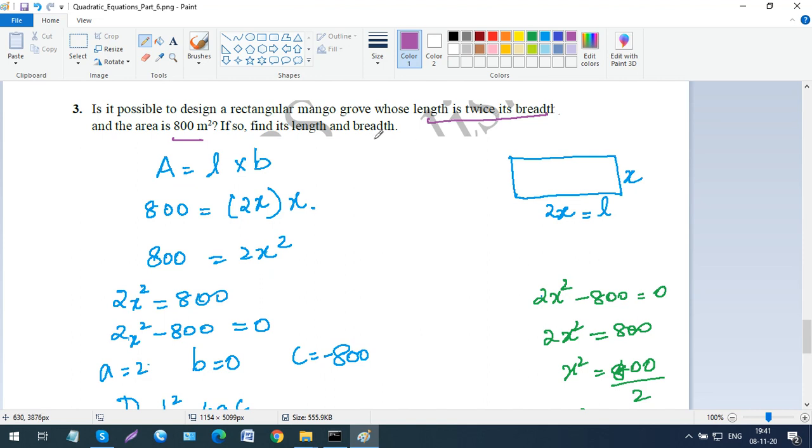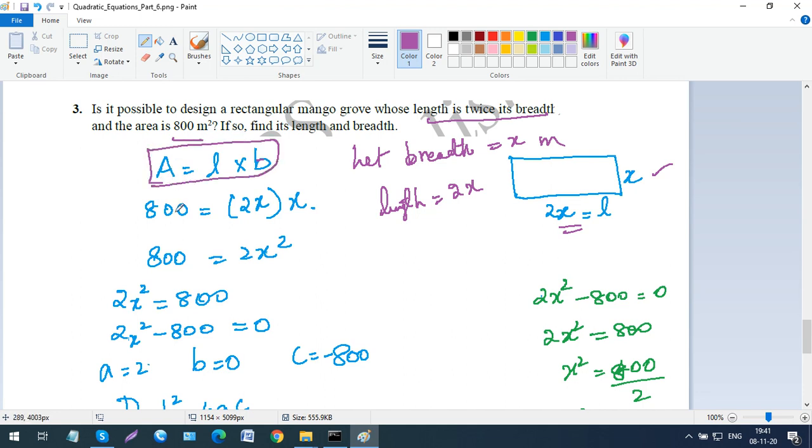So we will say let breadth is x. Breadth is equals to x meters. So see, I have written meters, x meters. Then length will be twice. So length is going to be double of x. So 2x. So that I have written over here. And you know that area of a rectangle is length into breadth. So I have written this formula. Area is 800, it's given. Length is 2x, we just wrote it, and breadth is x, so we have written it.